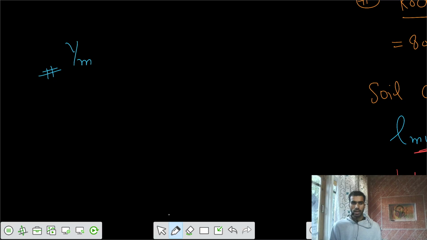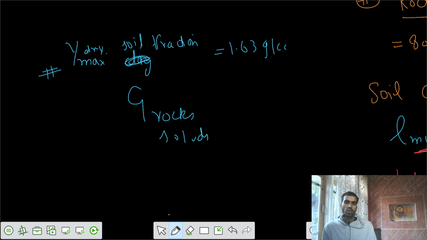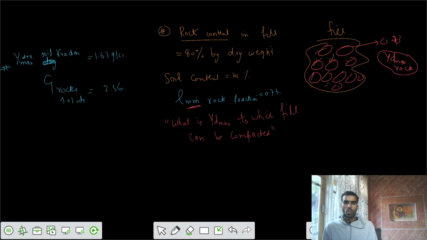It says that gamma max for your soil fraction, in the dry condition, is 1.63 grams per cc. So gamma dry max for your soil fraction is 1.63 grams per cc. The specific gravity G for the rock solids is 2.56. And we need to calculate now what is the maximum density to which the fill can be compacted.